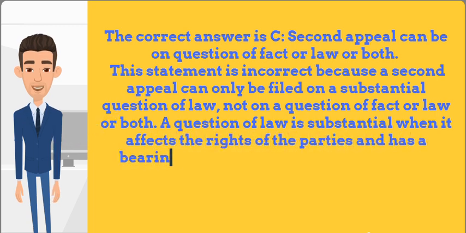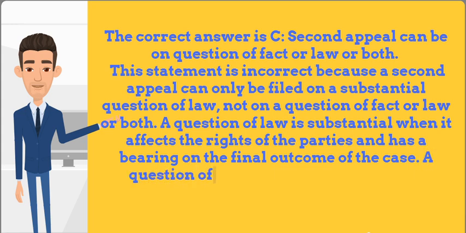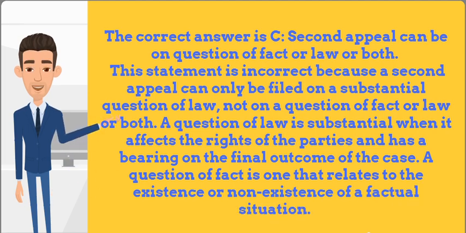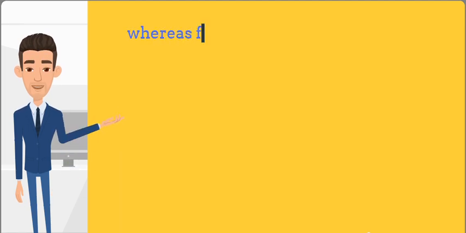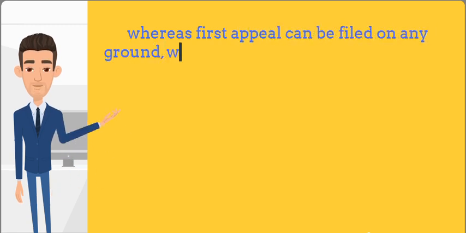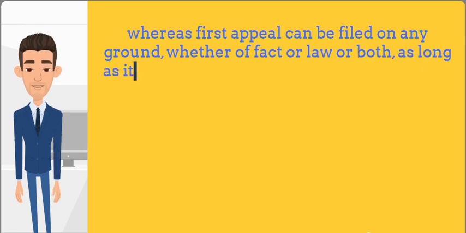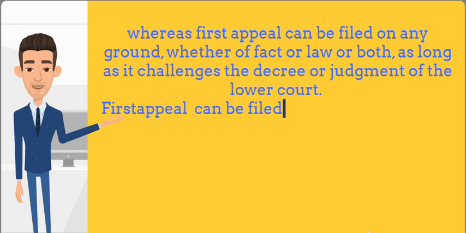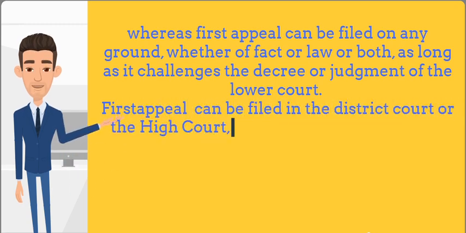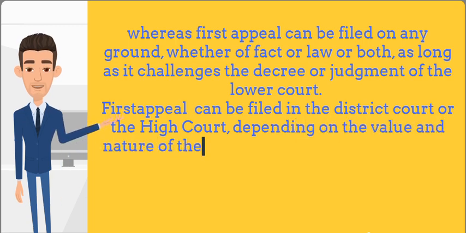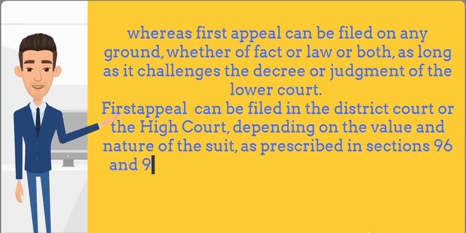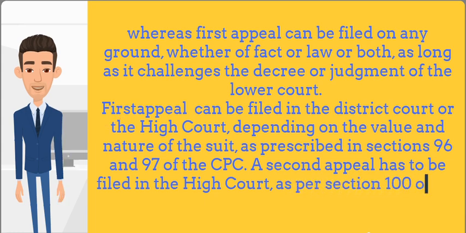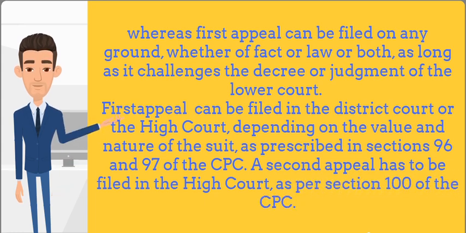A question of law is substantial when it affects the rights of the parties and has a bearing on the final outcome of the case. A question of fact is one that relates to the existence or non-existence of a factual situation. Whereas first appeal can be filed on any ground, whether of fact or law or both, as long as it challenges the decree or judgment of the lower court. First appeal can be filed in the district court or the high court, depending on the value and nature of the suit, as prescribed in sections 96 and 97 of the Civil Procedure Code. A second appeal has to be filed in the high court, as per section 100 of the Civil Procedure Code.